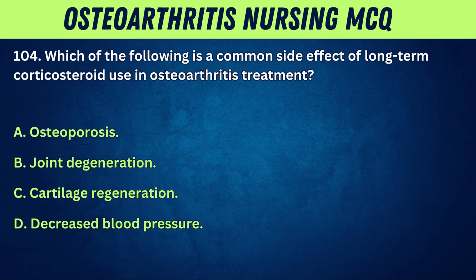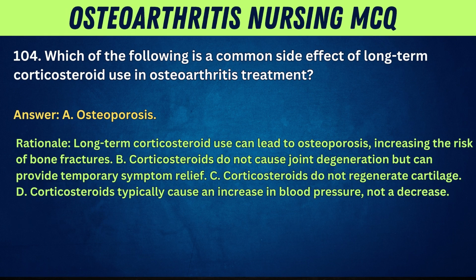104. Which of the following is a common side effect of long-term corticosteroid use in osteoarthritis treatment? A. Osteoporosis. B. Joint degeneration. C. Cartilage regeneration. D. Decreased blood pressure. Answer: A. Osteoporosis. Rationale: long-term corticosteroid use can lead to osteoporosis, increasing the risk of bone fractures.